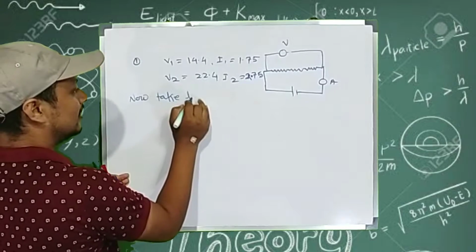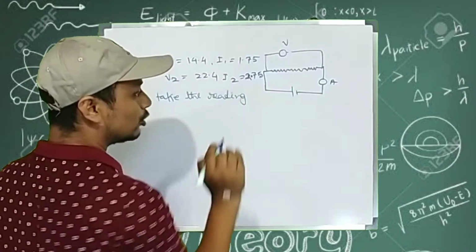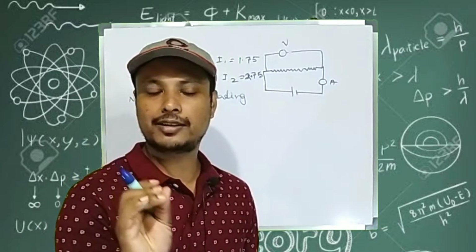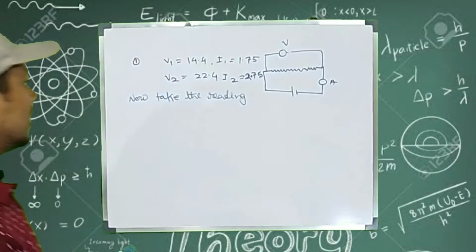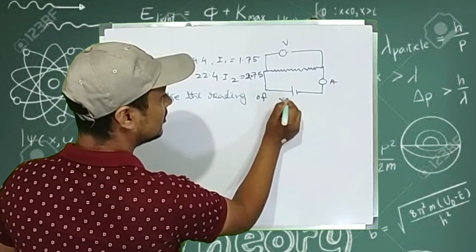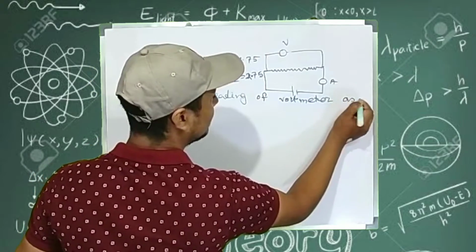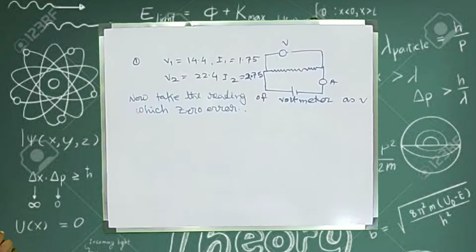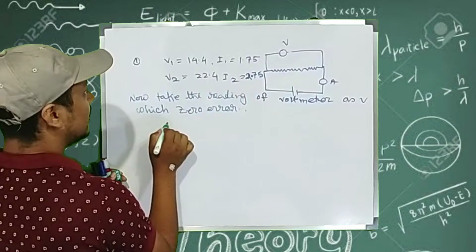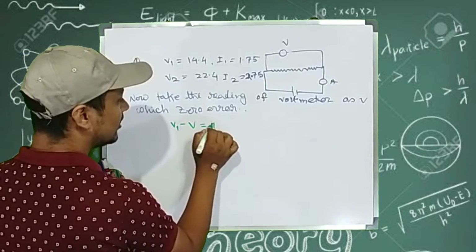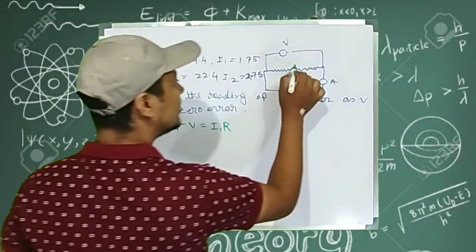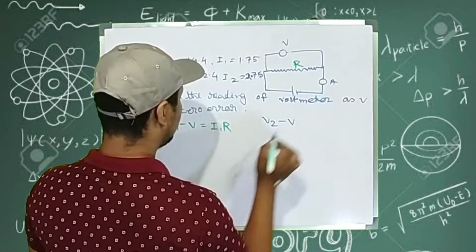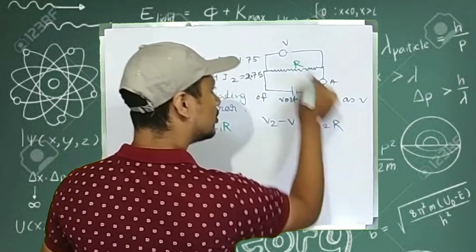Now take the reading of the voltmeter when there is no potential applied, that is the zero error. It means if there is no applied source in the circuit, the voltmeter has its own reading. So take the reading of the voltmeter as V, which is the zero error. From the given conditions we can write: V1 minus V equals current into resistance, I into R, and that resistance is the resistance of the conductor. And again from the second condition, V2 minus V equals current into resistance, and that resistance is the resistance of the conductor.